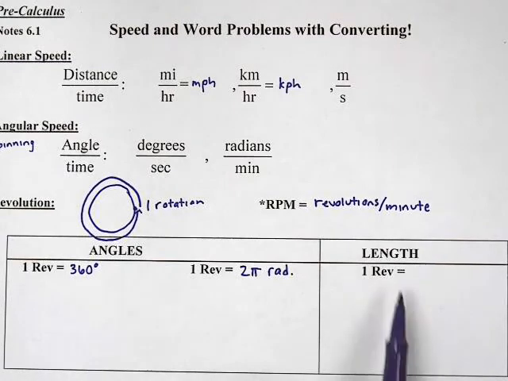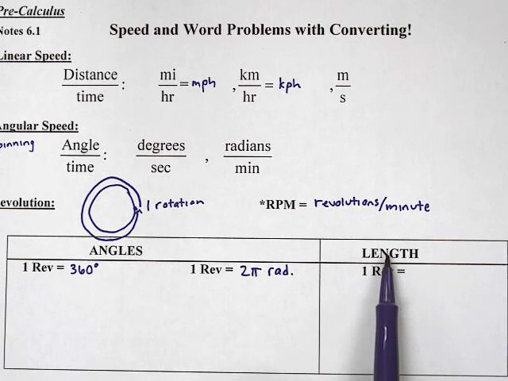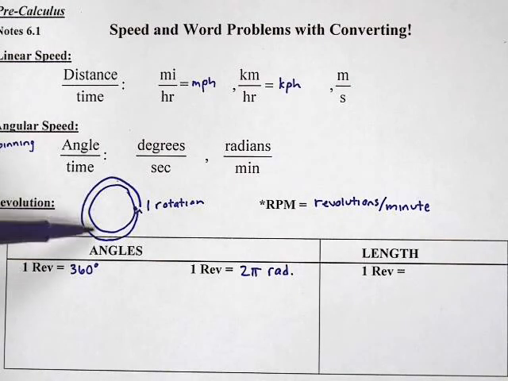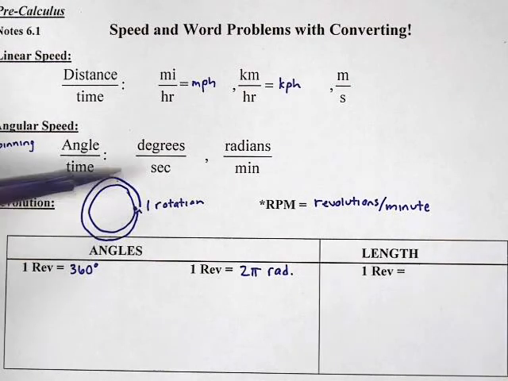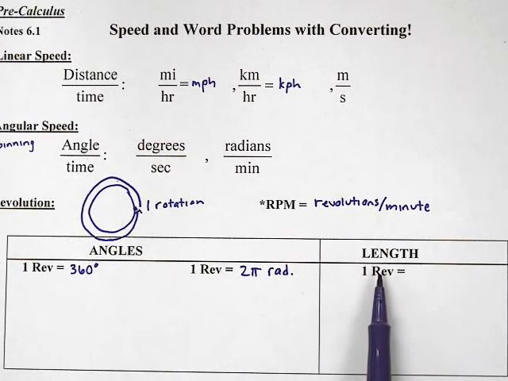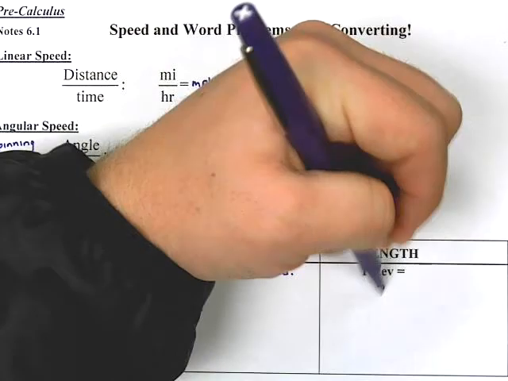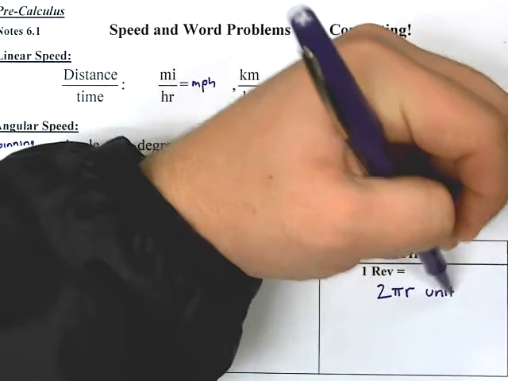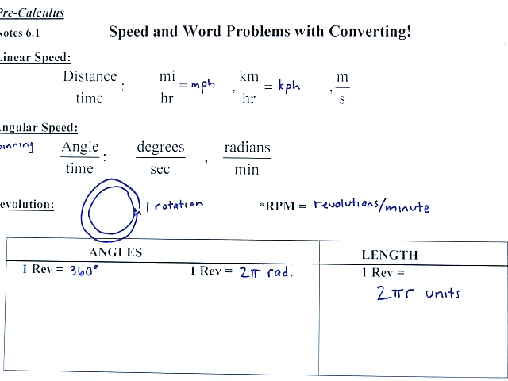For length, we just need to remember, what are we talking about? We're talking about one revolution. Let's go back to this picture. One revolution is one full time around. So what is one revolution actually called? Guys, that's just circumference. So we're going to say that one revolution, if we're talking about length, is 2 pi r. And I'm just going to put units there because I don't know what the units are going to be yet.